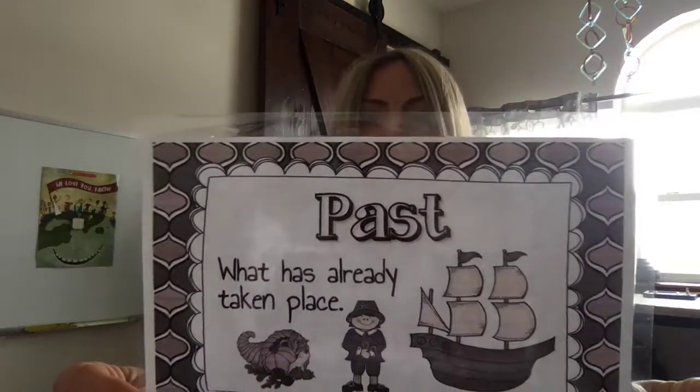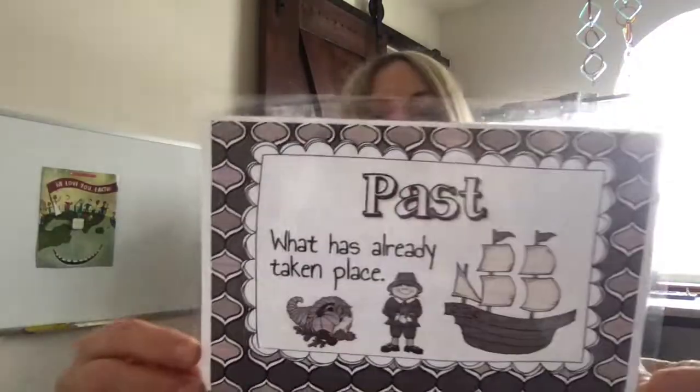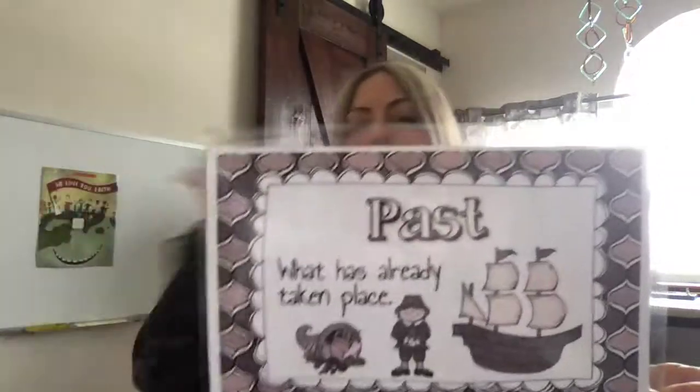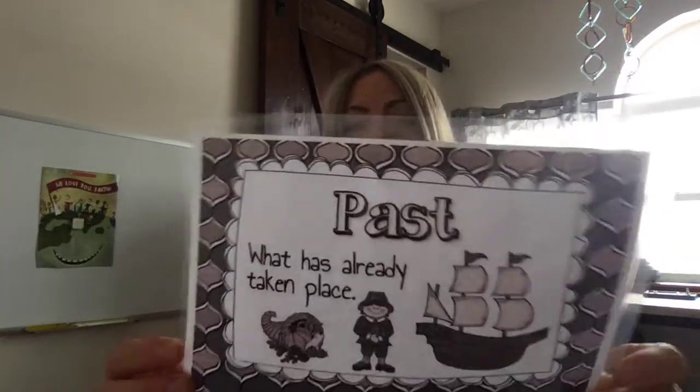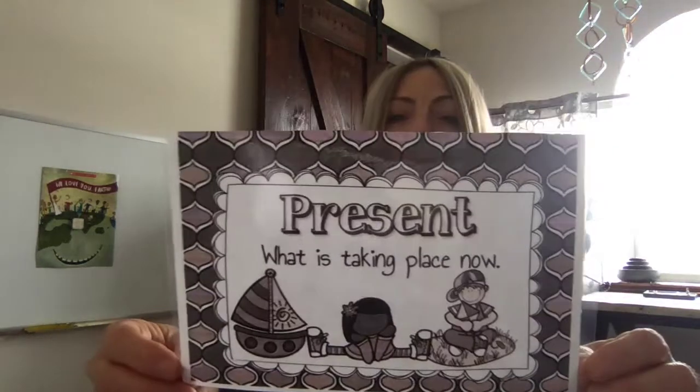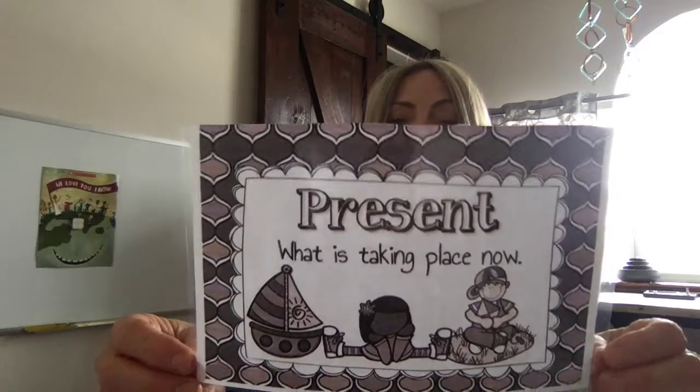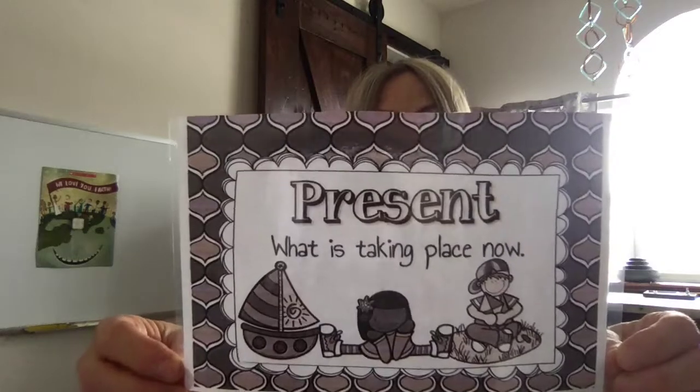The past: what has already taken place. The past has already happened. We know that we've been looking at Christopher Columbus and the exploration and the explorers that have come here to discover America and to discover new lands. Those are things that have happened in the past. The present is what is taking place right now. Right now, today, is called the present.